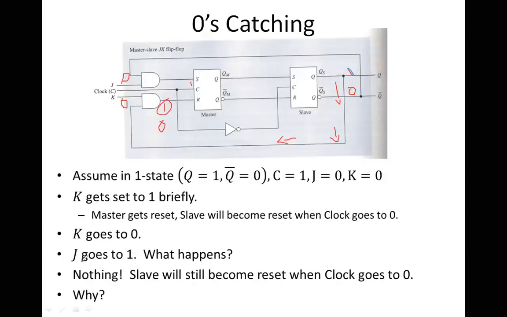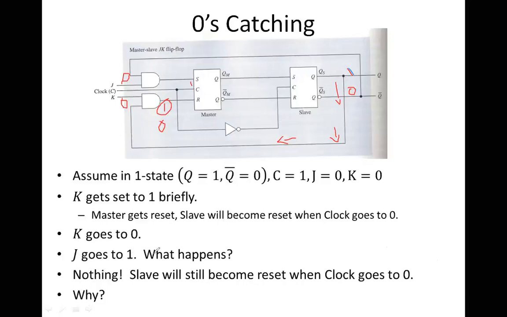Okay, so when j goes to 1, what happens? The reverse happens, right? When j goes to 1, the master will be set, and that value will ultimately set the slave in the next phase. The slave will become reset when the clock, ultimately your clock is important. If your c is 0, then your master is disabled. If your c is 1, then your master is enabled. So accordingly your master and slave will be on and off.